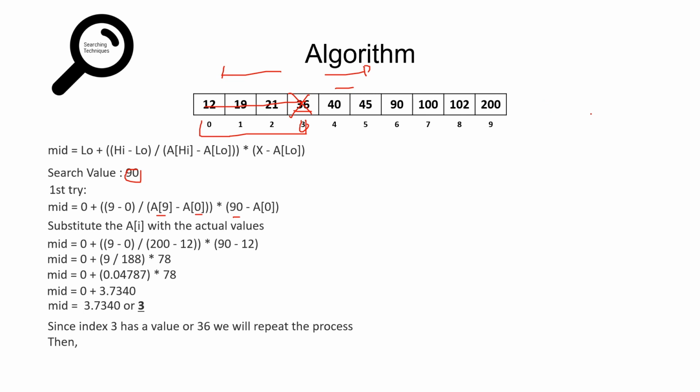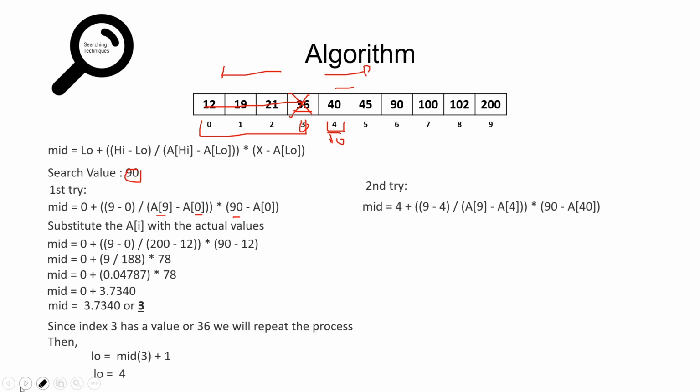So, since index 3 has a value of 36, we'll repeat the process. Okay? But what we'll do is reassign the low to mid plus 1. Now, let's proceed on our second try. Since we did not find what we're looking for on our first try, we're going to replace it with new values. Our low has changed. It's no longer 0. It became 4 now.